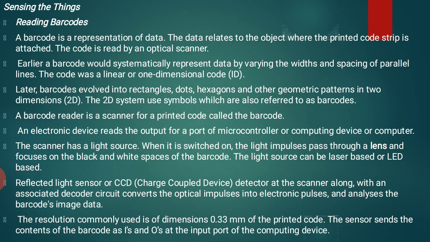A reflected light sensor or CCD, a charge coupled device detector, at the scanner along with an associated decoder circuit converts the optical impulse into an electronic pulse. The data present in the code is decoded, and the light pulse is converted into electrical data. We analyze the barcode image data, from optical data to electronic data.